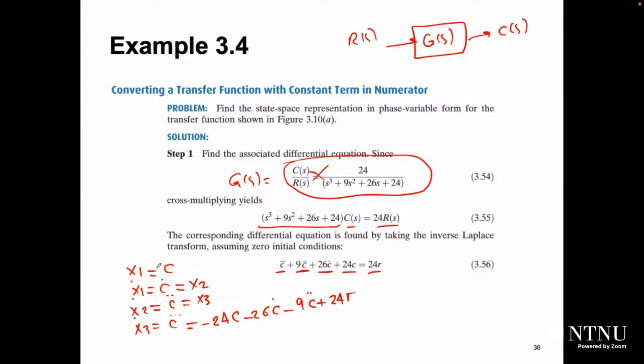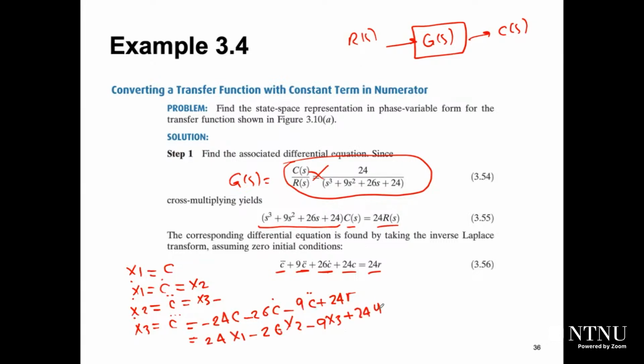Just substitute the states. What c in fact is x1, so it would be minus 24 x1 minus 26 c dot. What is c dot? It's x2, minus 9 c double dot. C double dot is x3, so it will be minus 9 x3 plus 24r, which is the input. I will call it u.